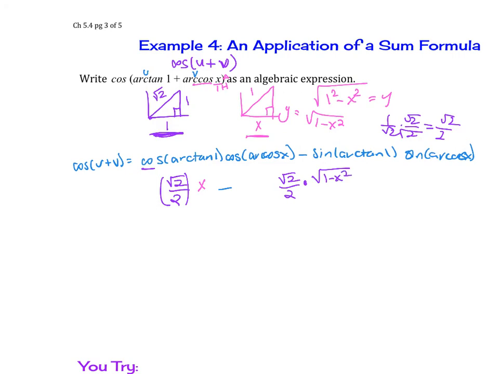Okay, so let's simplify this a little bit more. And so this becomes the square root of 2 times x, and I have the common denominator of 2, so I know I can put it all together, minus, let's multiply this through, the square root of 2 minus 2x squared, all over the common denominator of 2.